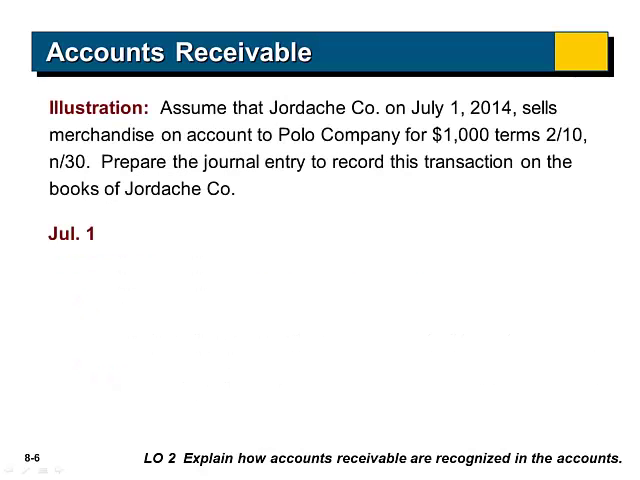Okay, so for the next few slides, I want to walk through the debits and credits of how receivables are recognized in the accounts. The best way to do that is to walk through and discuss some items and journal them as we go along. So we're going to assume that we've got a company, Jordache Company, and assume that Jordache on July 1st, 2014 sells merchandise on account to Polo Company for $1,000 under the terms 2/10 net 30. What we want to do is prepare the journal entry to record this transaction on the books of Jordache Company.